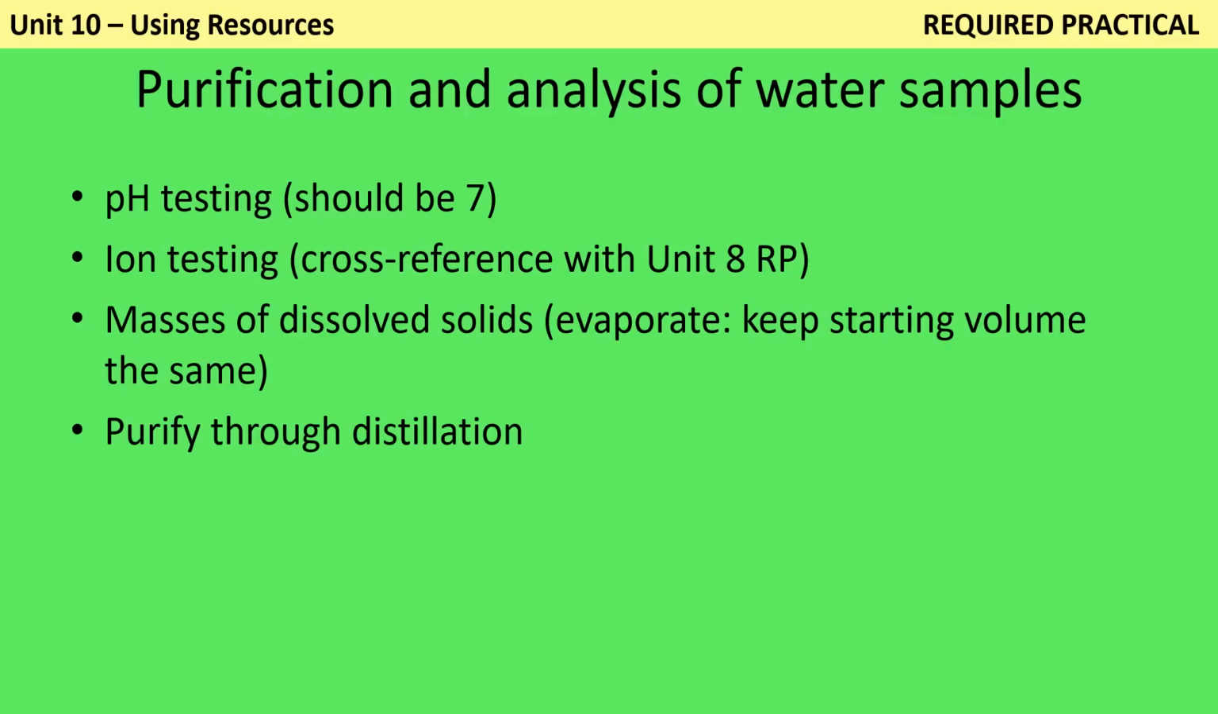Or you could just add some universal indicator and see if it's green, which would indicate that it's pH 7. And if the water is pure, we're expecting a pH of 7. Now, they don't mention ion testing, but they have mentioned that in this paper they're planning to also assess the ion testing required practical.